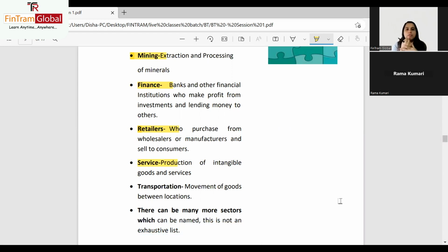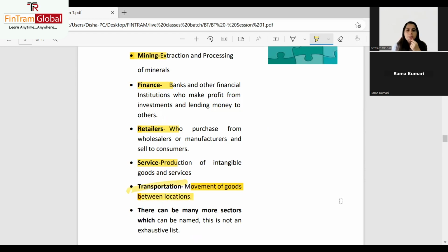So maybe I have a beauty parlor. Therein people come, they get their haircuts or they get spas. So I'm not really selling a product there, but an experience, a service. Then we have transportation. Maybe you have a fleet of trucks. So you could be in the transportation sector. There's going to be movement of those goods between the locations.